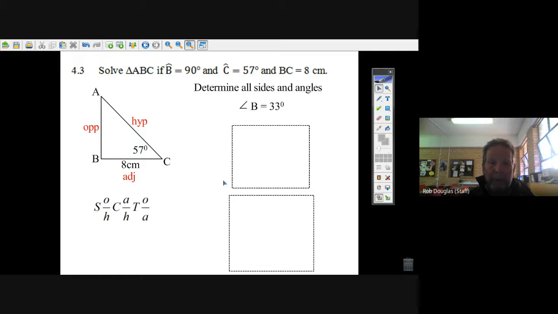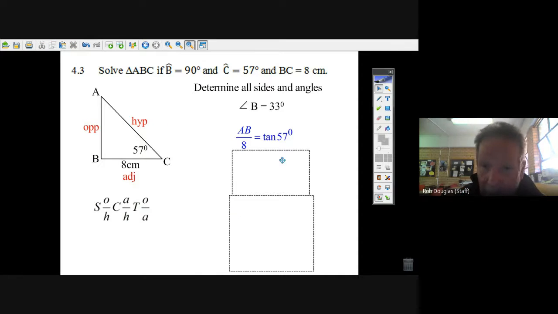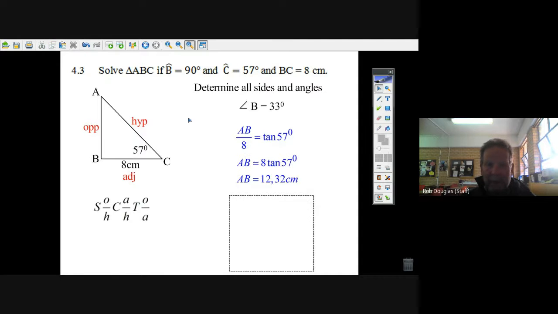Now we're going to try and find the other sides. So let's start with AB. I'm given this side adjacent, and opposite over adjacent is the tangent of 57 degrees. Well, AB over 8 is the tangent of 57 degrees. That's it. We got a trig function, a fraction, an equation. We just have to solve it. Multiply both sides by 8. You get AB is 8 times the tangent of 57. Put that in your calculator. My calculator tells me it's 12.32 centimeters. Round it off to the nearest hundredth.